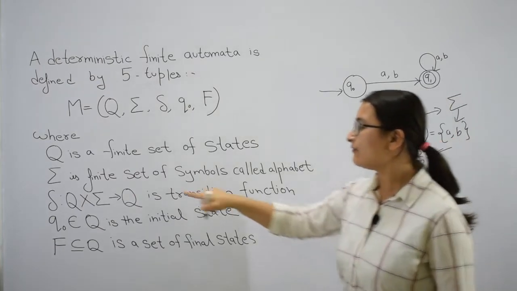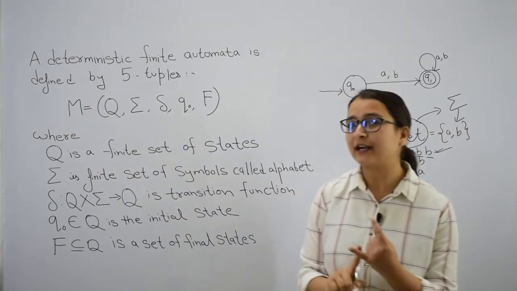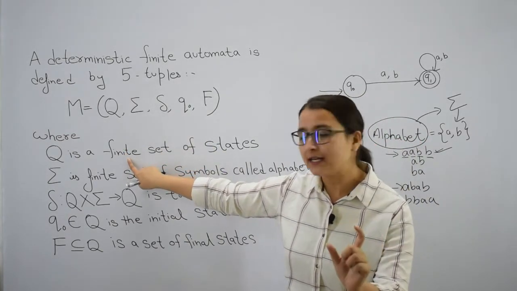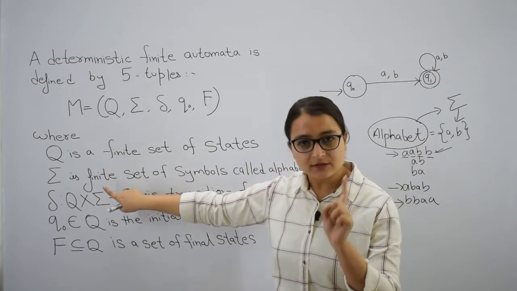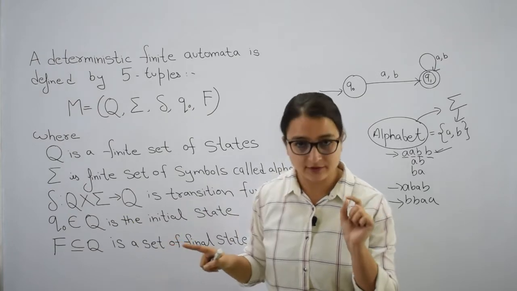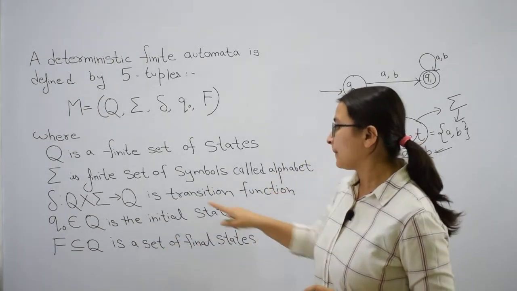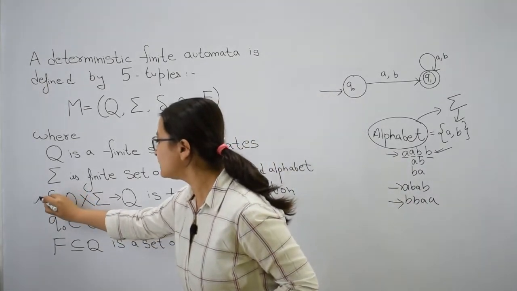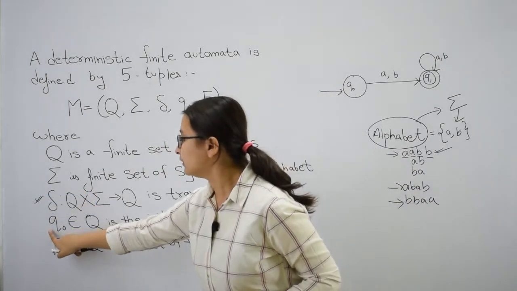So sigma is finite. Now remember, this is another finite thing we are talking about. The first finite thing we discussed was the number of states. Now another thing which is finite is the set of alphabet symbols. It is a finite set. Now having discussed these two things, this I will discuss in the last. Let us come to this one.